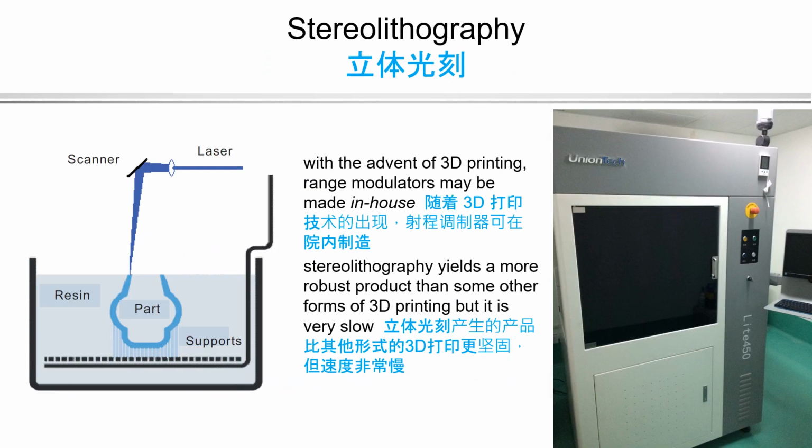With the advent of 3D printing, range modulators may be made in-house. A favored 3D printing technique is stereolithography. This technique yields a more robust product than some other forms of 3D printing, but it is very slow. In this technique, a container of liquid polymer resin is scanned by laser one thin layer at a time, generating crosslinks.